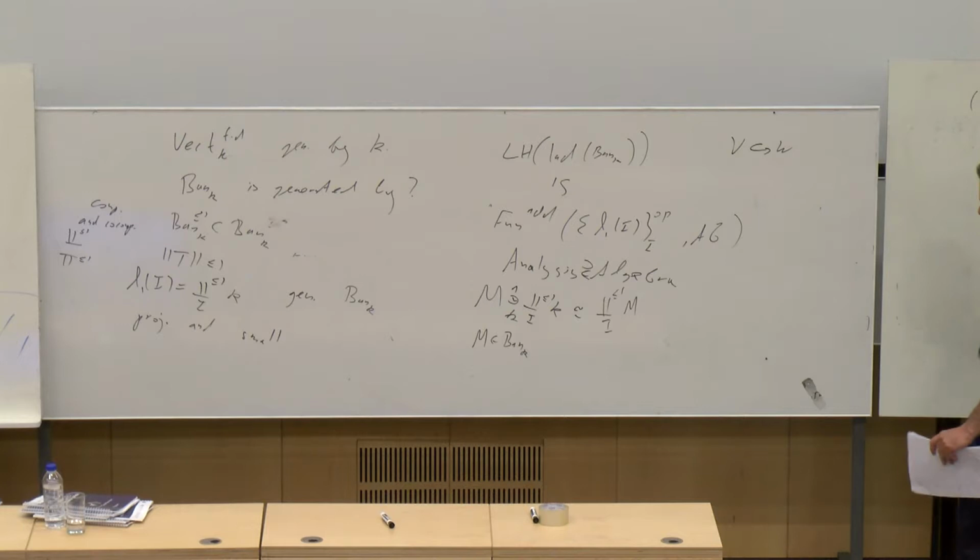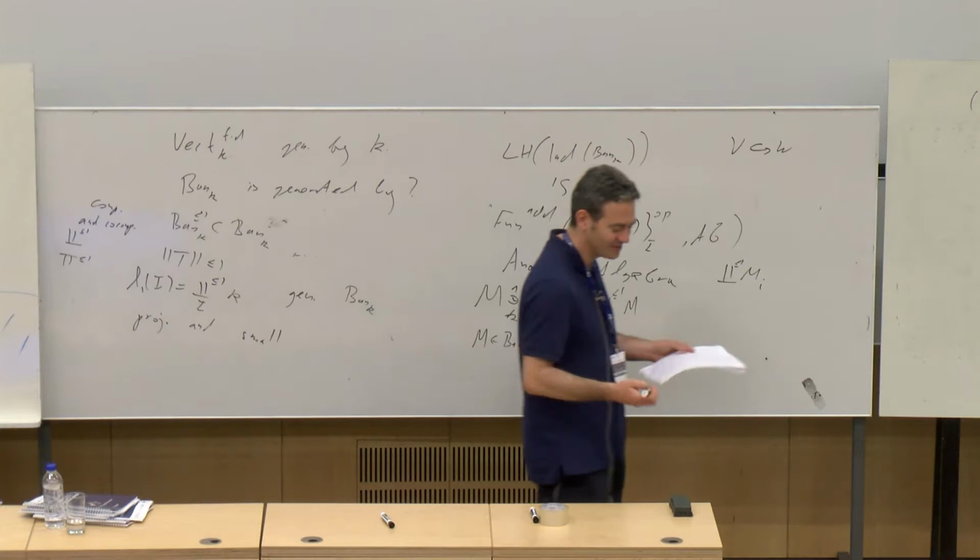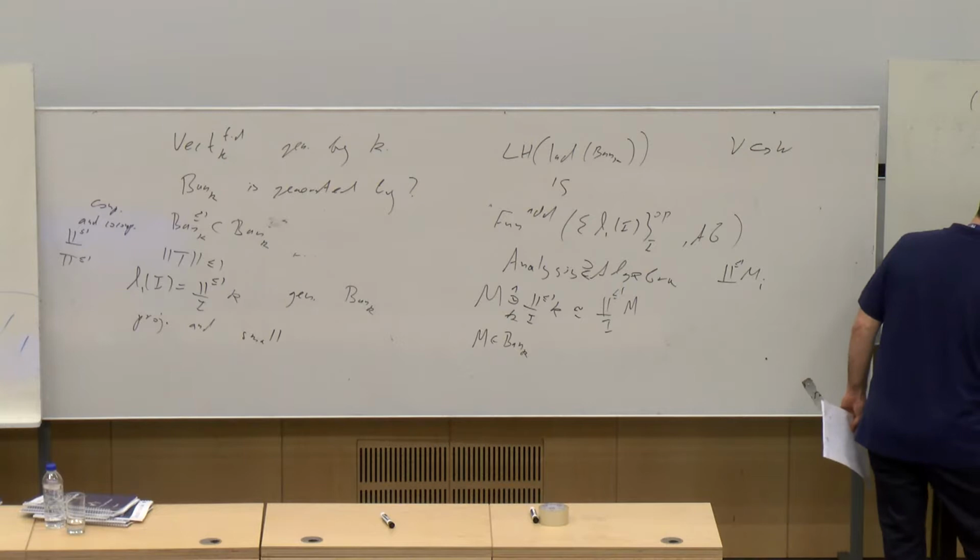So in general, I just used the notation for K, but for a family of Banach spaces like M_i, this makes sense, right? And the diagram, well, all the morphisms, this I can think of as living in the contracting category.